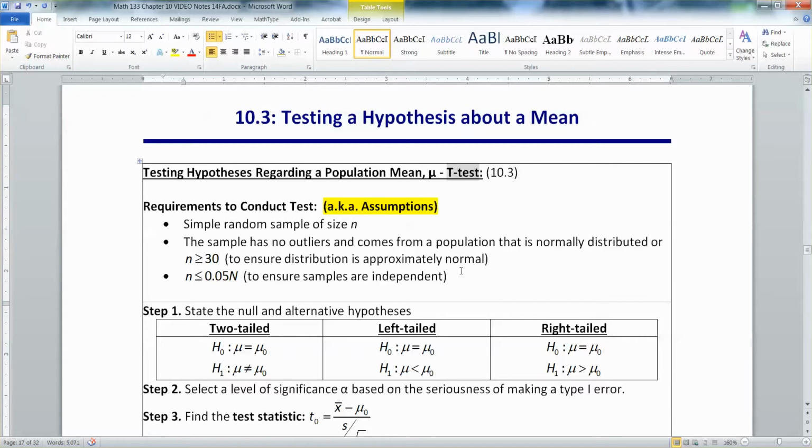So the first thing you need to have is a simple random sample, of course, because we can never do anything without a simple random sample in this course. Then you have to have that the sample has no outliers and comes from a population that is normally distributed, or n can be greater than 30. You need normality to do this. And then you also need that little n, your sample size, must be less than 5% of capital N, your population size. And that part is to, again, ensure independence of your samples.